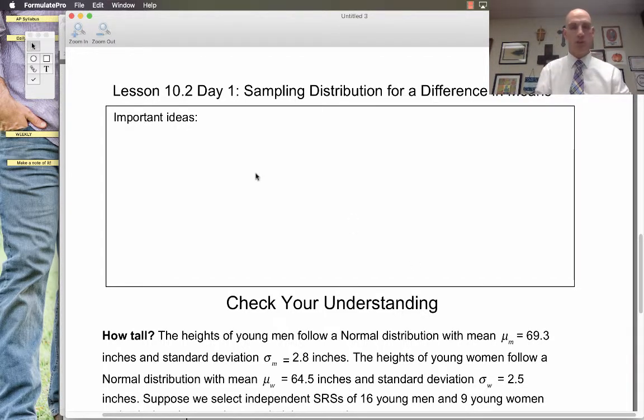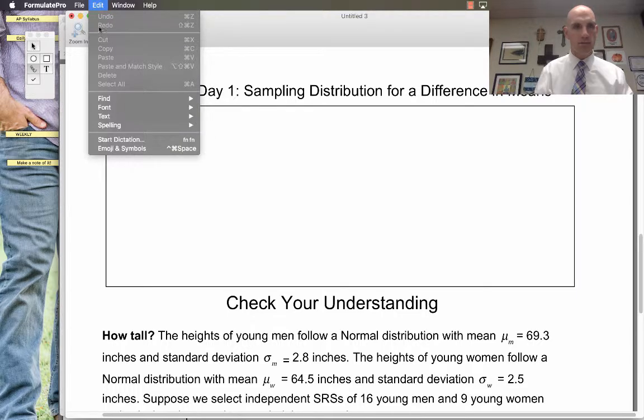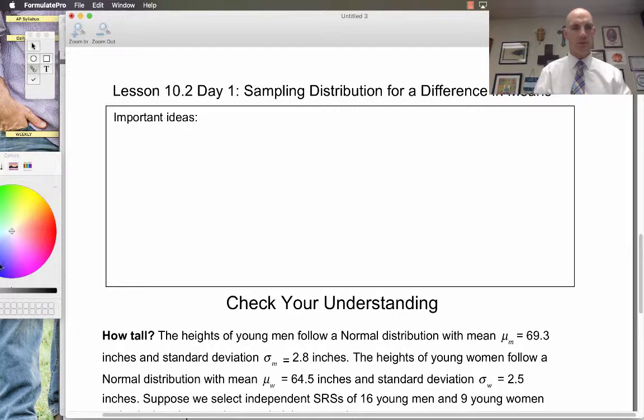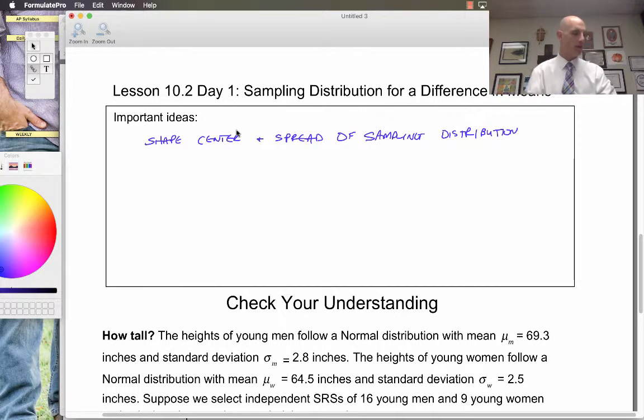So here we go. Let's talk about shape. Let me grab my colors here. All right, so as we do this, first thing we're going to look at is shape, center, and spread of the sampling distribution.